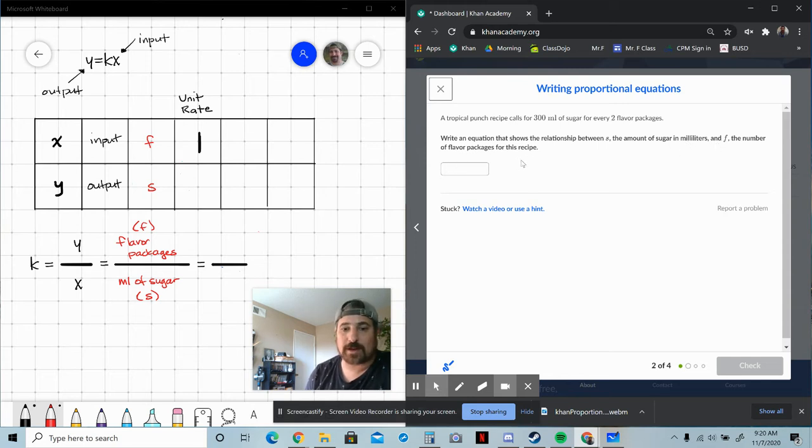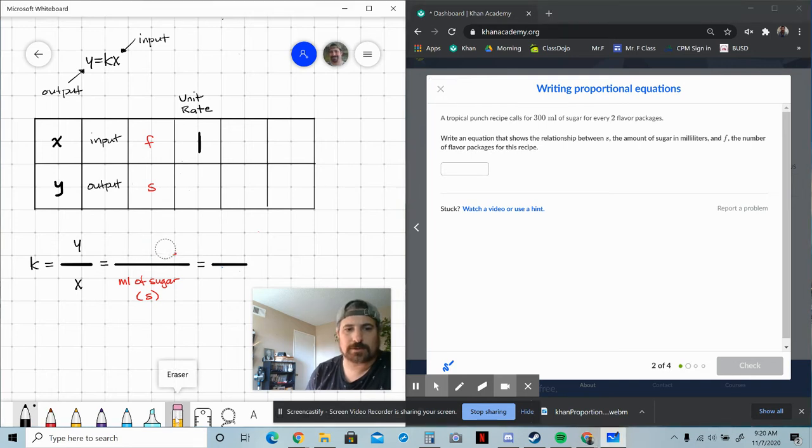I would input flavor packets and output sugar. So I'm going to input F and output S. That means that my ratio of y over x is going to be flavor packages per sugar. No, the other way around, I guess. It's going to be sugar per flavor package, right? So let's erase that. All right. So it's going to be input flavor packages, output sugar.